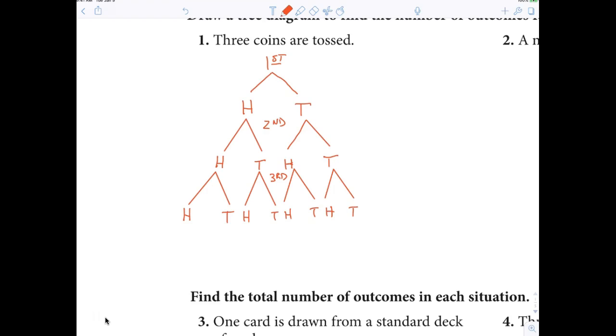Now, how did I get 8? Remember at the beginning I told you there were 8 possibilities. How did I get 8 now, Aiden? Count the final. How many are down there? 8. That's why there are 8. But that doesn't really help me. That doesn't really help me understand what happened.